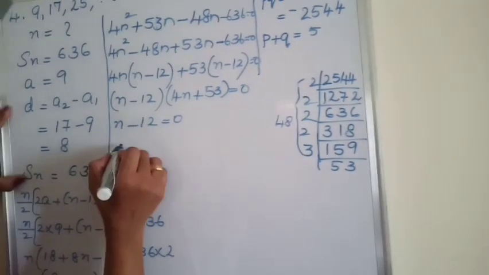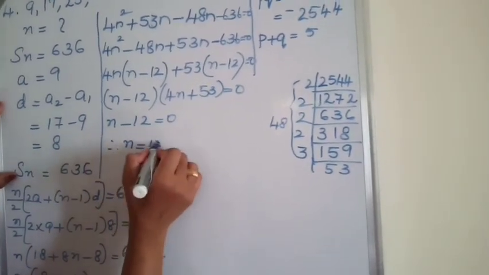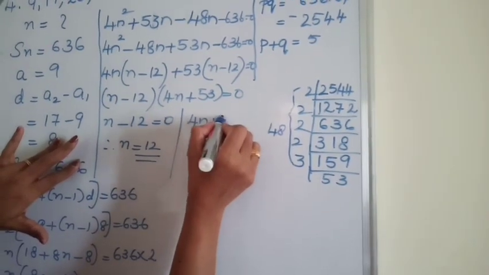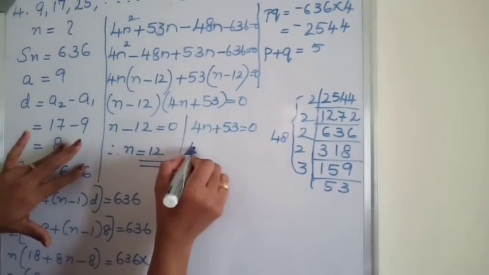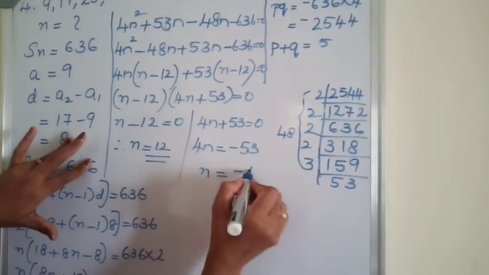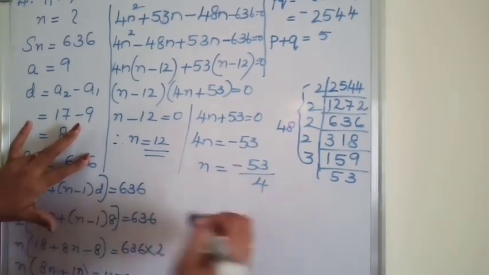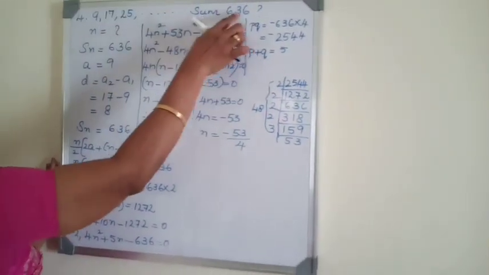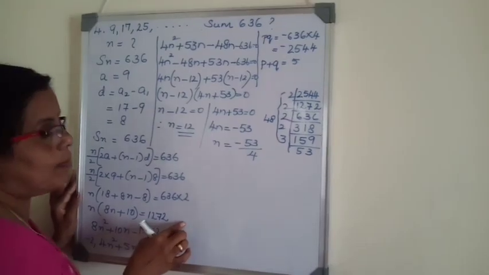n minus 12 equals 0. Therefore n equals 12. Here when you equate 4n plus 53 to 0, 4n equals minus 53, n equals minus 53 by 4. That we won't consider. Therefore, when we add 12 terms in this AP, the sum will be 636.